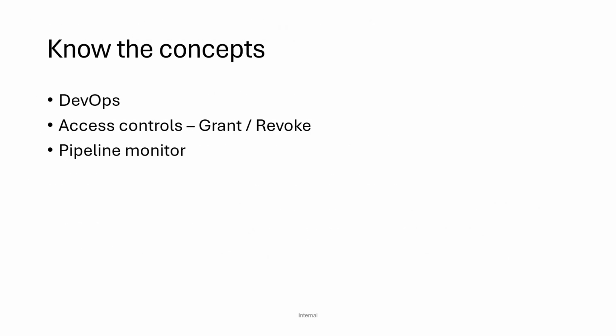Here you need to know the concepts of DevOps, how this is used in Databricks, and how access control is working, like how to grant permission to a particular team or a particular data analyst or data engineer role, and how to revoke the permission, who can give the access, and how to monitor the pipeline. So it's better to know these concepts also.